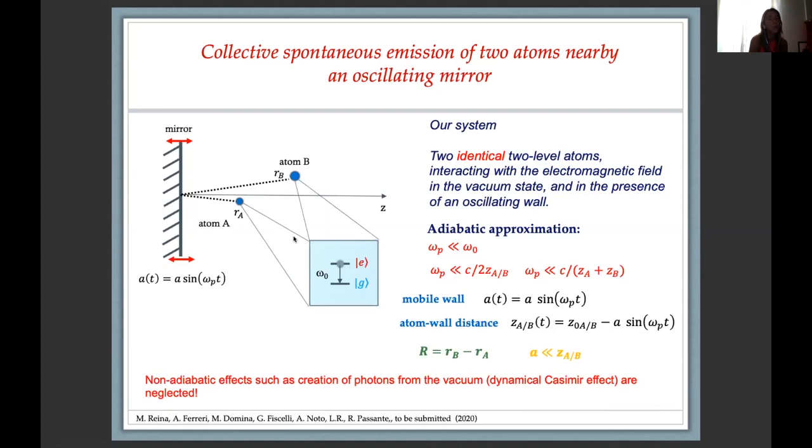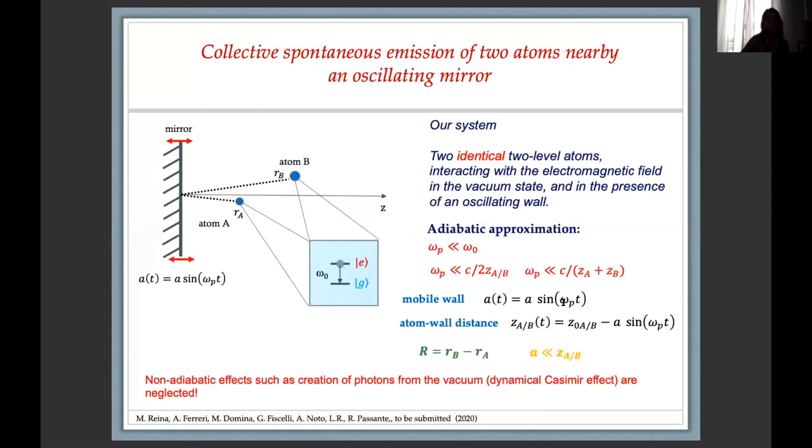Again, we assume the adiabatic approximation. That is, we assume that the oscillation frequency of the mirror is much smaller than the atomic frequency of both atoms, and also much smaller than the inverse of the time taken by one photon emitted by one of the two atoms to travel the atom plate distance. Again, we suppose that the wall moves along a trajectory given by the equation A times sine omega p t, and that in the reference frame comoving with the mirror, the atom wall distance is time dependent. In this way, non-adiabatic effects can be again neglected.